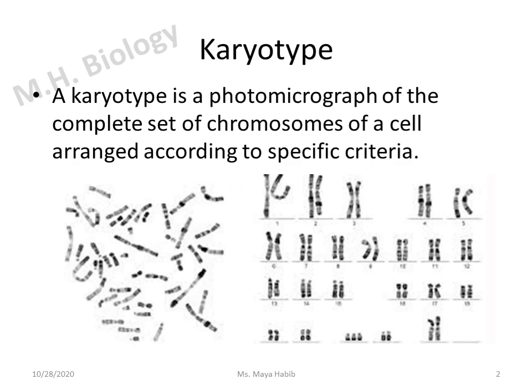So, what is a karyotype? What does this term represent? A karyotype is a photomicrograph of the complete set of chromosomes of a cell arranged according to specific criteria.